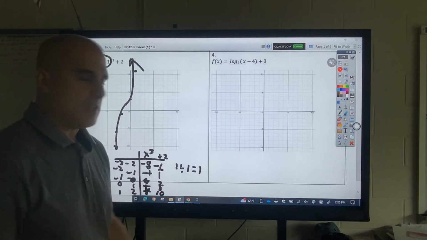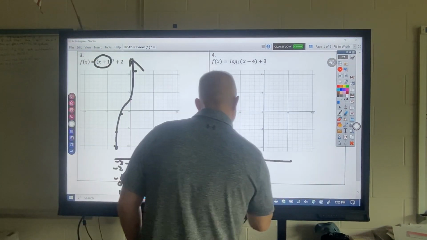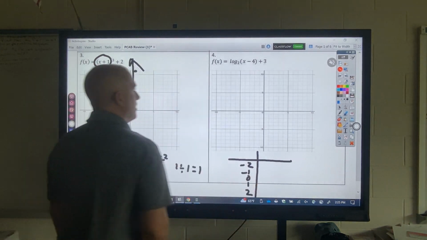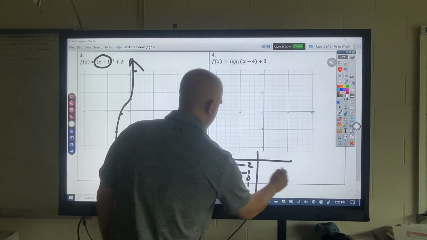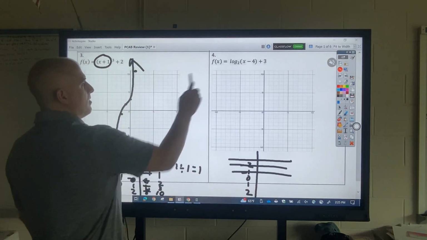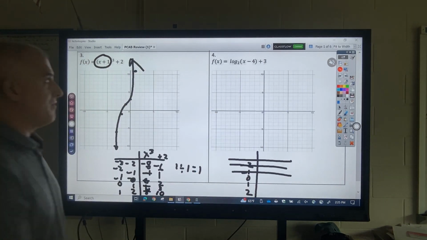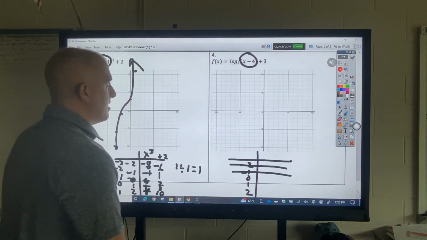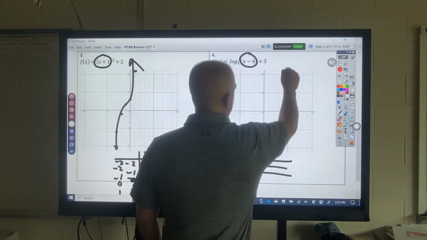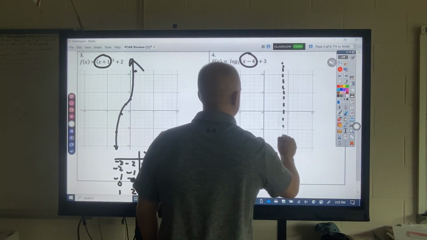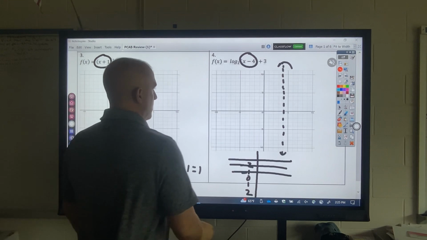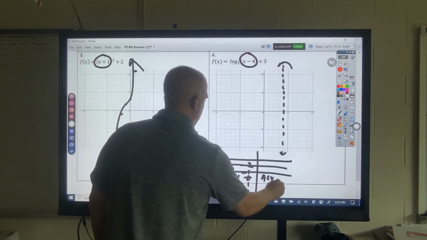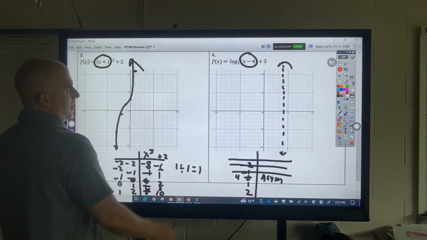Okay, log. Now what's convenient about log? -2, -1, 0, 1, and 2: logs don't have these. What you do have to do is graph the asymptote first. So in logs, this is going to be the asymptote, which, if I solve that, is going to be at 4. So I'm going to have an asymptote at x equals 4. Solving the inside, that's going to be 4. That's the asymptote.